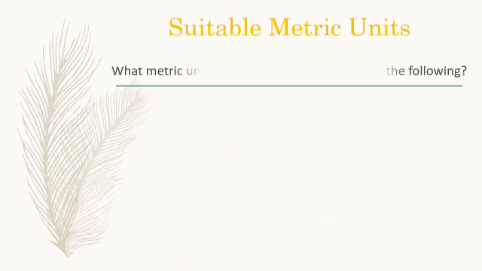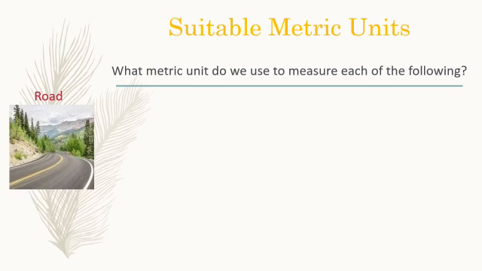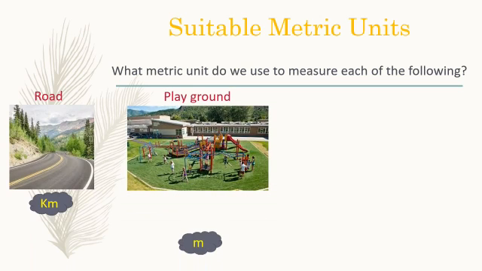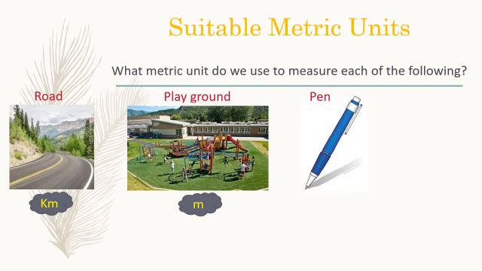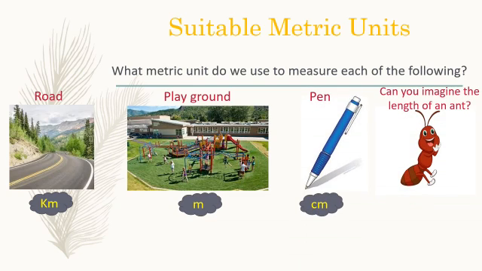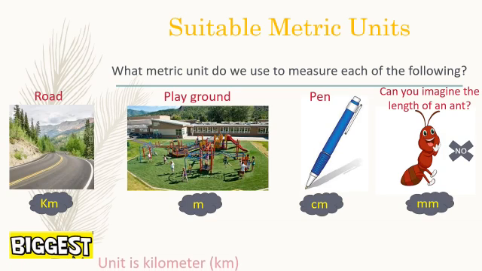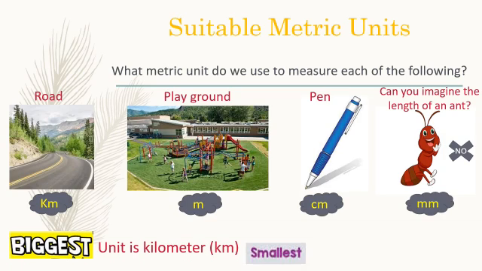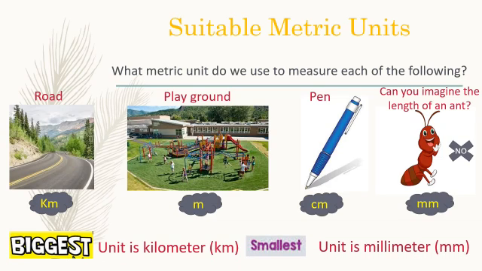Suitable metric units. What metric unit do we use to measure each of the following? Let us start. A road, we measure it in kilometer. Playground, we measure it in meter. Pen, we measure it in centimeter. Can you imagine the length of an ant? No. So, to measure an ant, we use millimeter. The biggest unit is kilometer, and the smallest unit is millimeter.